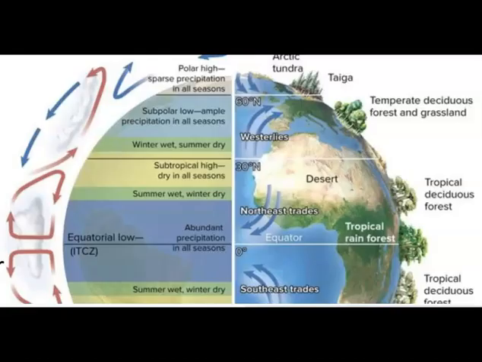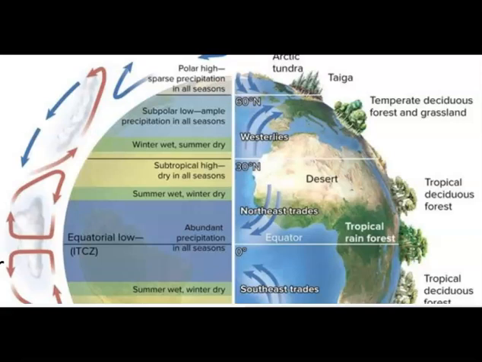So if we look at the ITCZ, there's lots of precipitation. But if we go just a little north, we'll see there's a summer wet season and a winter dry season. Then we go a little more north and we hit about 30 degrees, and we're at the subtropical high, dry in all seasons. So it's like the desert, right?